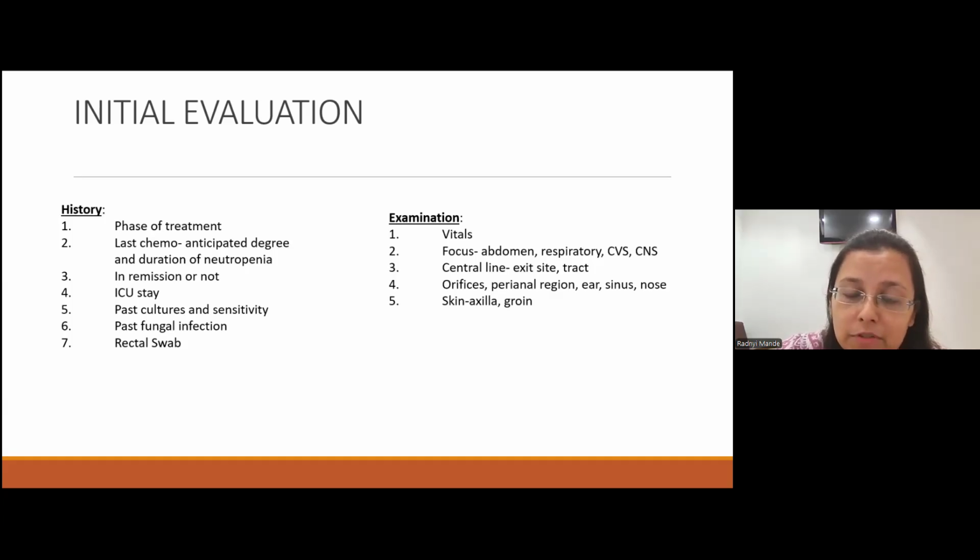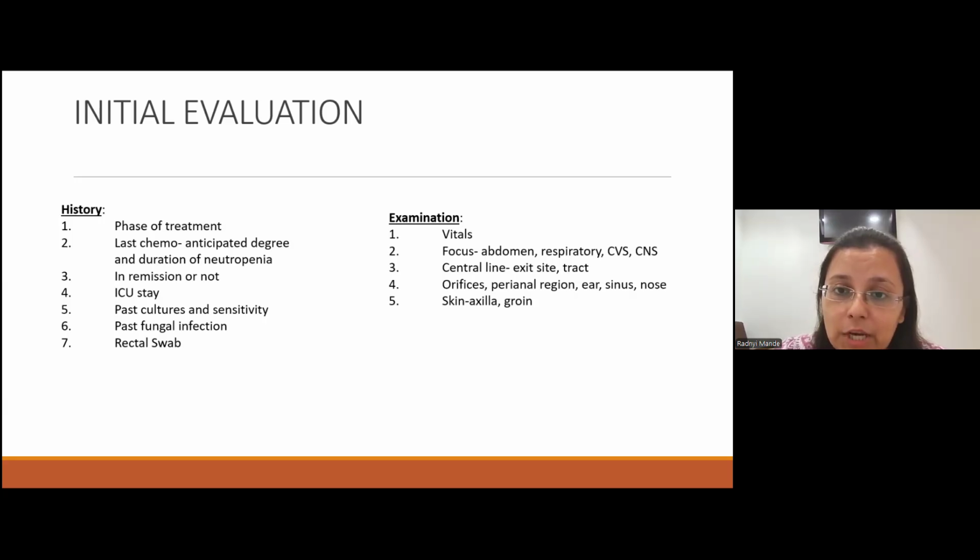So after taking a brief history, we do the examination. Most importantly, the vitals. We start with the heart rate, then respiratory rate, BP, peripheral pulses. After examining the vitals, we do a general examination of the child. In a febrile neutropenia patient, it is very important to examine all the orifices. You check all the sinuses, whether there is any sinus tenderness. Orifices: you check the oral cavity, nasal cavity, and the ear. You also see the groin and perianal region.